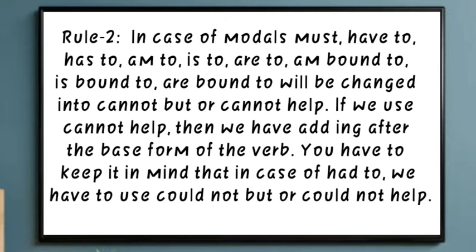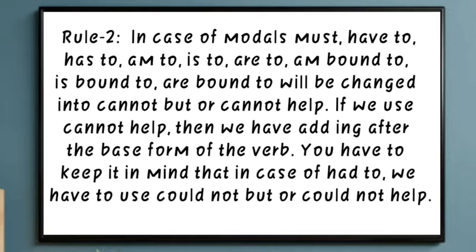In that case, if we want to make the sentences affirmative to negative, then we have to use cannot but instead of must. We have to use cannot but instead of have to or has to. We have to use cannot but instead of am bound to, is bound to, are bound to.